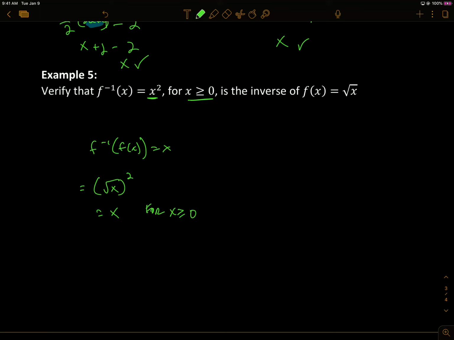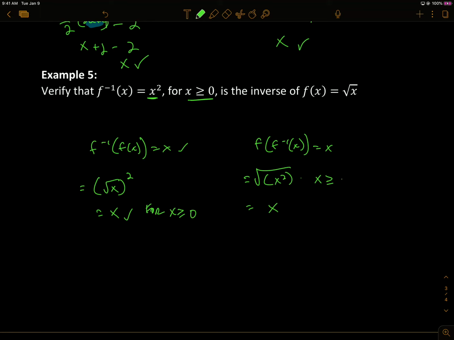And let's do the other way. So that's check. We showed that part. Now we've got to show the reverse way: f of f inverse of x equals x. So f of x is the square root of something. And then I've got to plug f inverse into that. So f inverse is x squared. So then we square root the x squared. We end up just getting x.